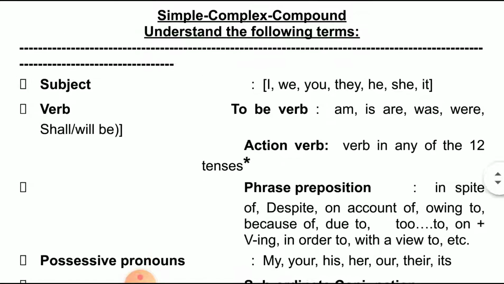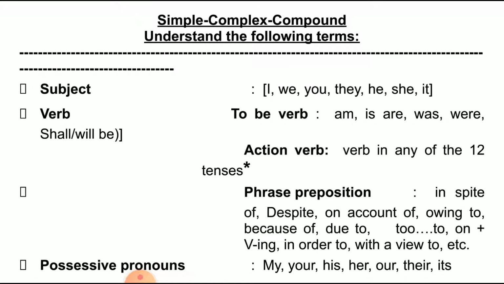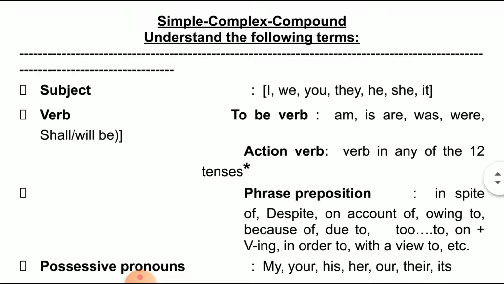And the very simple rule that decides whether it is a complex sentence or a compound sentence is if the two verbs are joined by a conjunction, then the type of conjunction decides whether it is complex or compound. If a subordinate conjunction is used, it is a complex sentence. If a coordinate conjunction is used to join the two sentences, two simple sentences, then it is a compound sentence.